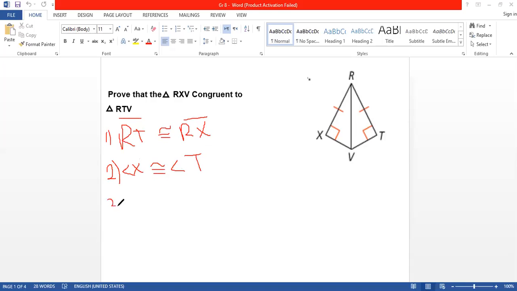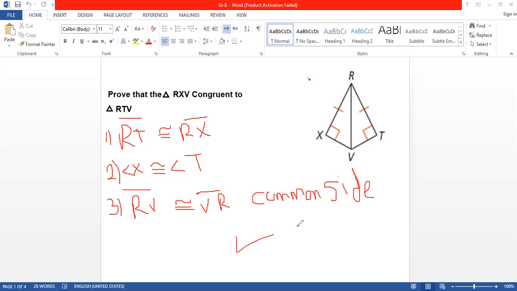What about condition number three? Who can tell me? Yes, we have RV is congruent to VR, or RV again, no problem. It's a common side. So the two triangles are congruent by three conditions. Another exercise.